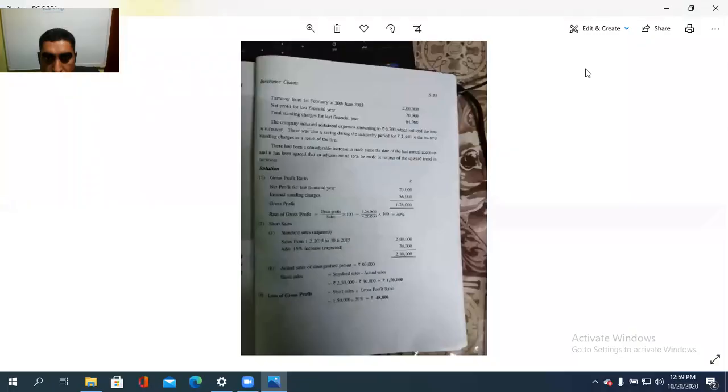So please have a look at today's topics later. That is the loss of profit policy, how the value is to be calculated and the amount to be lodged with the insurance company, isn't it? And then one more thing.